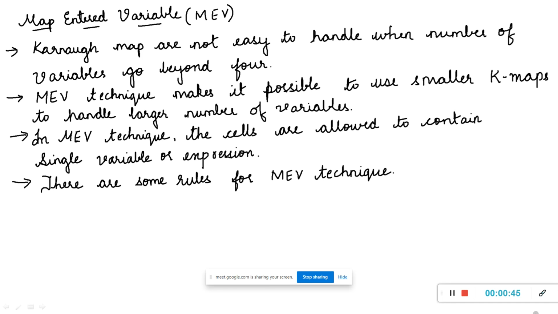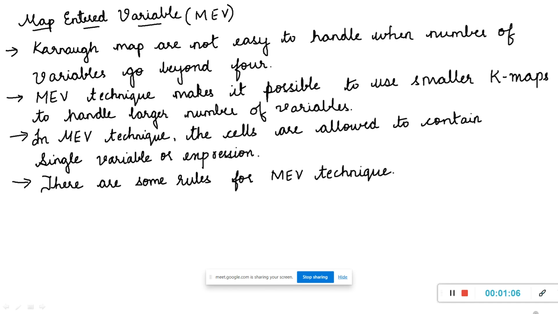So now what do we have to do? We have to handle cases when the number of variables goes beyond 4, maybe 5, maybe 6. Okay. So there is a technique developed. The map entered variable technique makes it possible to use smaller K-maps to handle a larger number of variables.